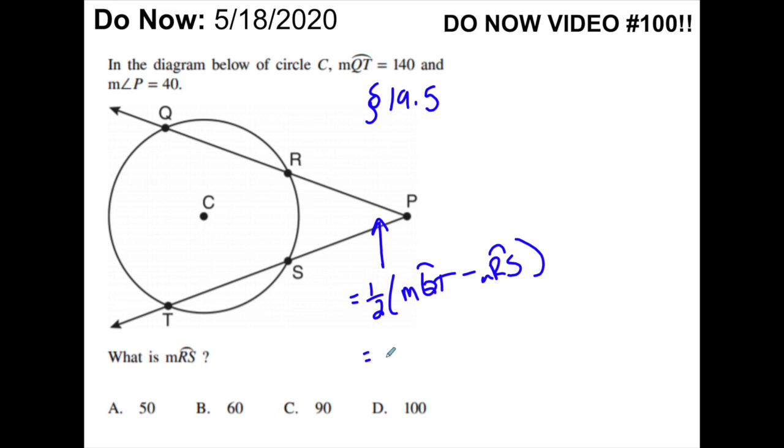So what do we know? Well, we know that the measurement of QT is 140. That was given. And this is actually, by the way, a formula for the measurement of P. And we know that P is 40, but what we don't know is RS. So let's see if we can solve it. So 40 is equal to 1/2 of QT minus RS. In other words, if I take the difference of this measurement minus this measurement and I divide it in half, I have to get 40. So then the difference needs to be 80, so that when I multiply by 1/2, I get 40.